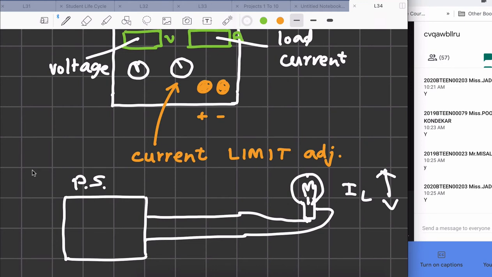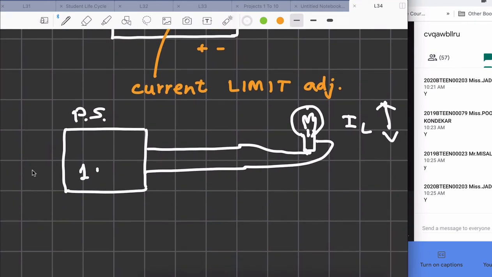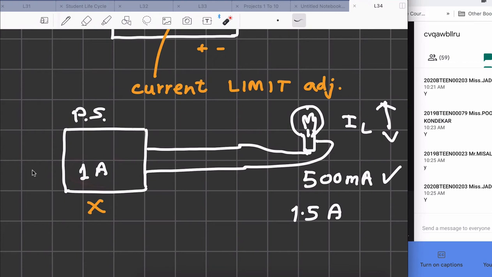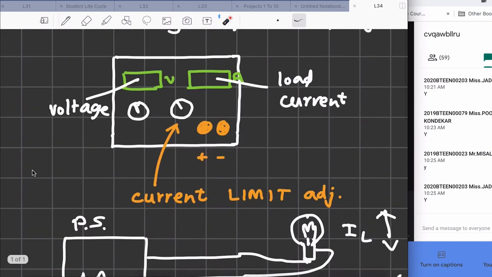Suppose the power supply can supply 1 ampere and the bulb is drawing 500 milliampere, then it will be okay. But if the bulb is changed such that it now draws 1.5 ampere, then the bulb may be happy if the current is supplied, but the power supply will not be happy because it has its limit as 1 ampere. So now the limit is crossing. So the power supply has the facility of adjusting the current limit.